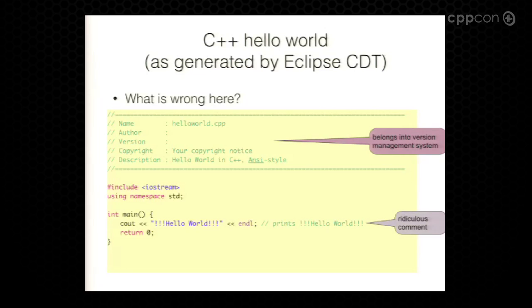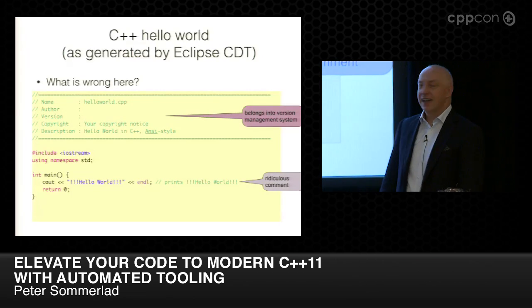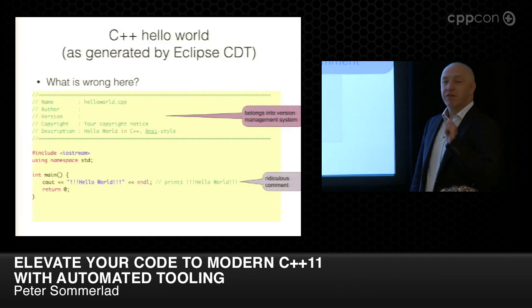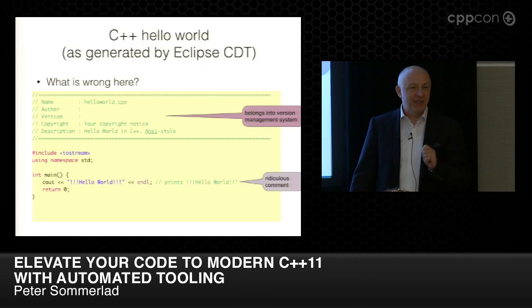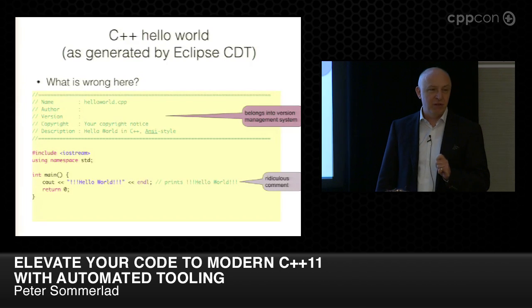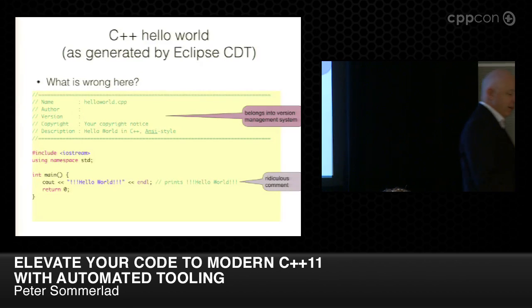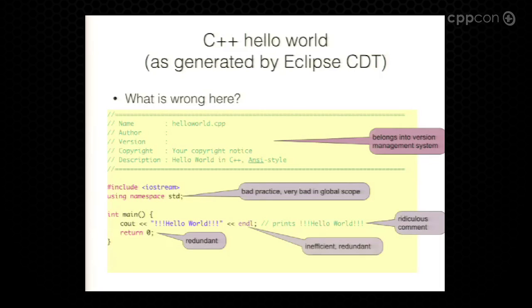The comment was ridiculous. What else? We don't need to return 0. That's redundant. The main function, and that's a special one, is defined to return 0, or whatever the success code of your operating system is, automatically. The compiler will generate that return for you. So the return 0 is redundant code.